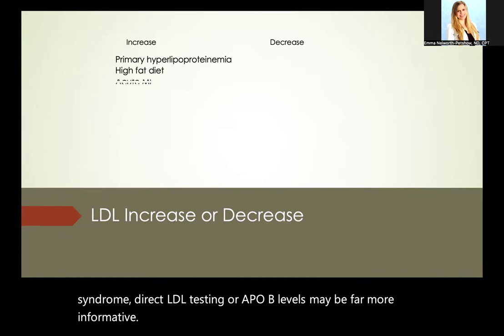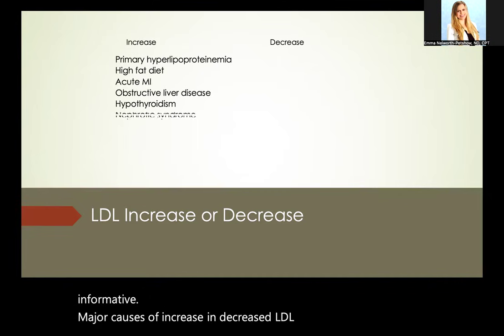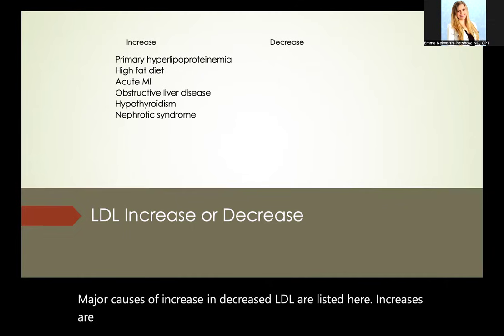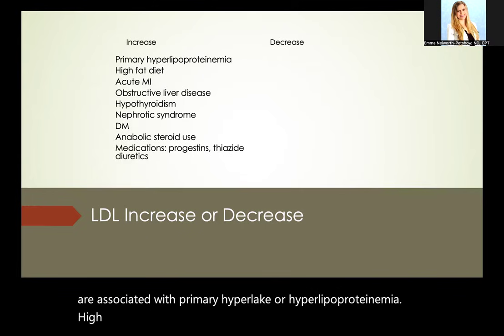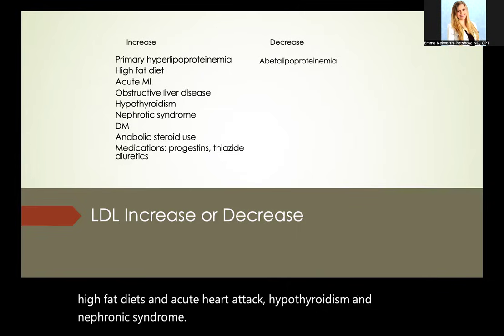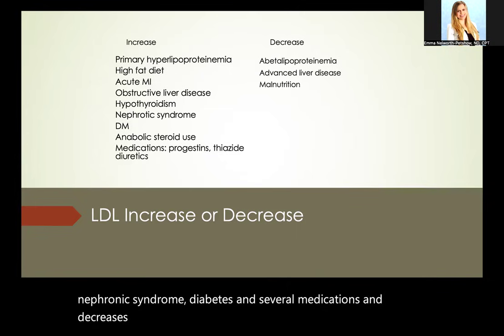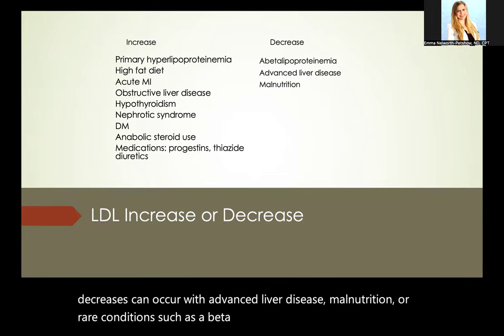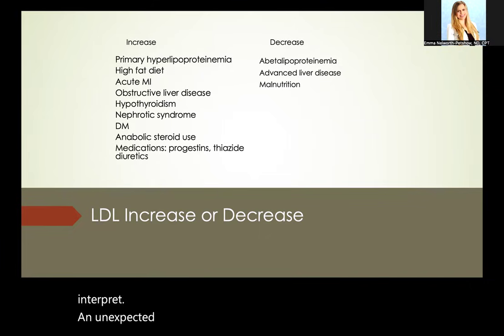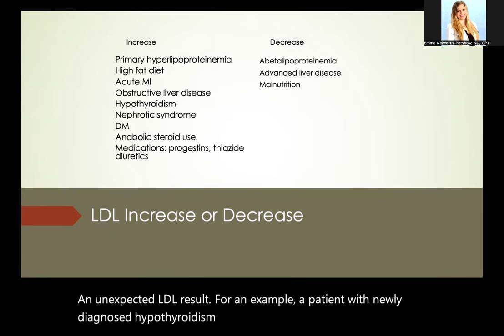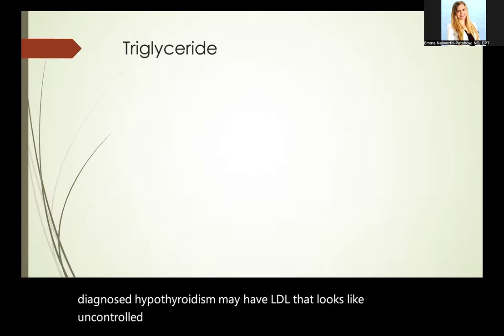Major causes of increased and decreased LDL are listed here. Increases are associated with primary hyperlipoproteinemia, high-fat diets, an acute heart attack, hypothyroidism, nephrotic syndrome, diabetes, and several medications. And decreases can occur with advanced liver disease, malnutrition, or rare conditions such as abetalipoproteinemia. Knowing these can help you interpret an unexpected LDL result. For example, a patient with newly diagnosed hypothyroidism may have LDL that looks like uncontrolled genetic dyslipidemia when it's actually endocrine driven.